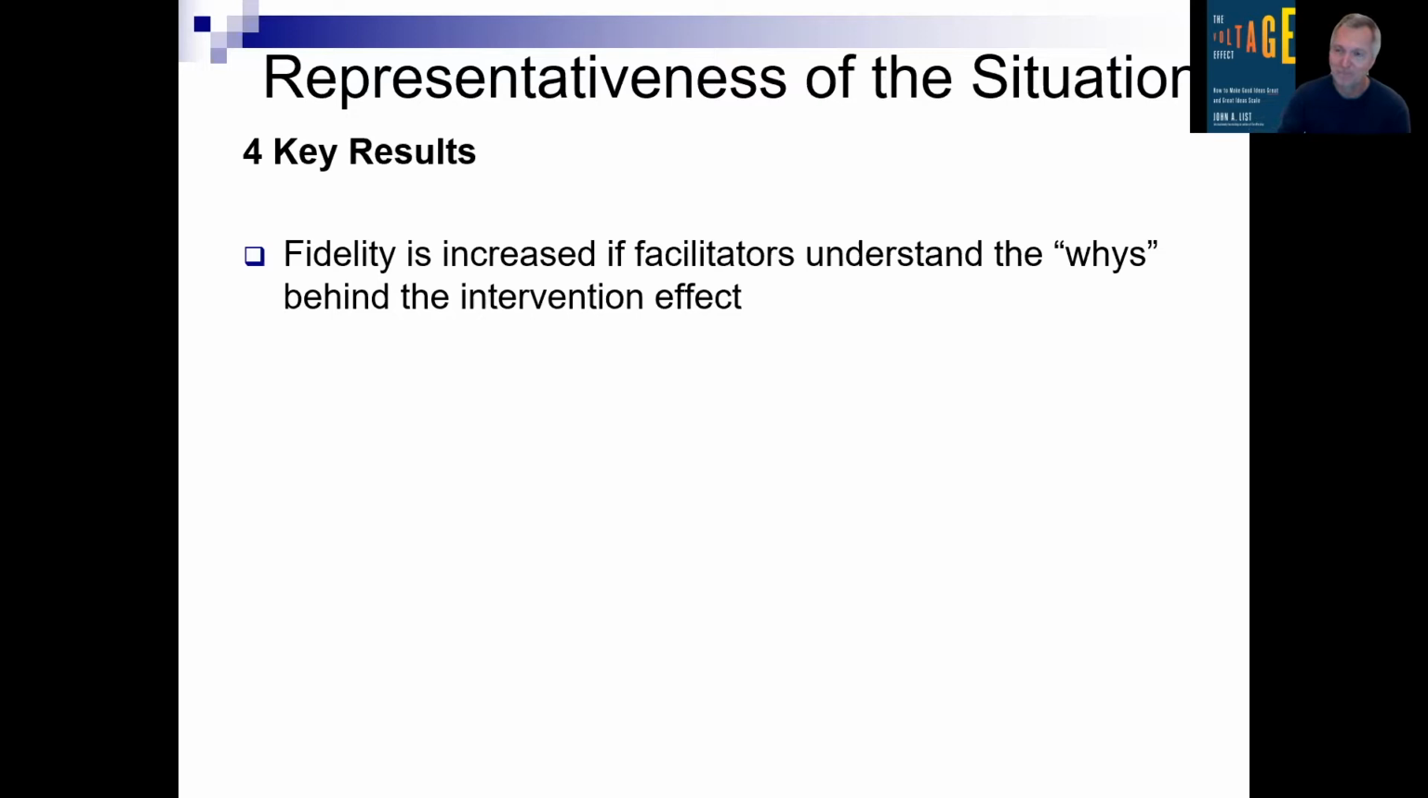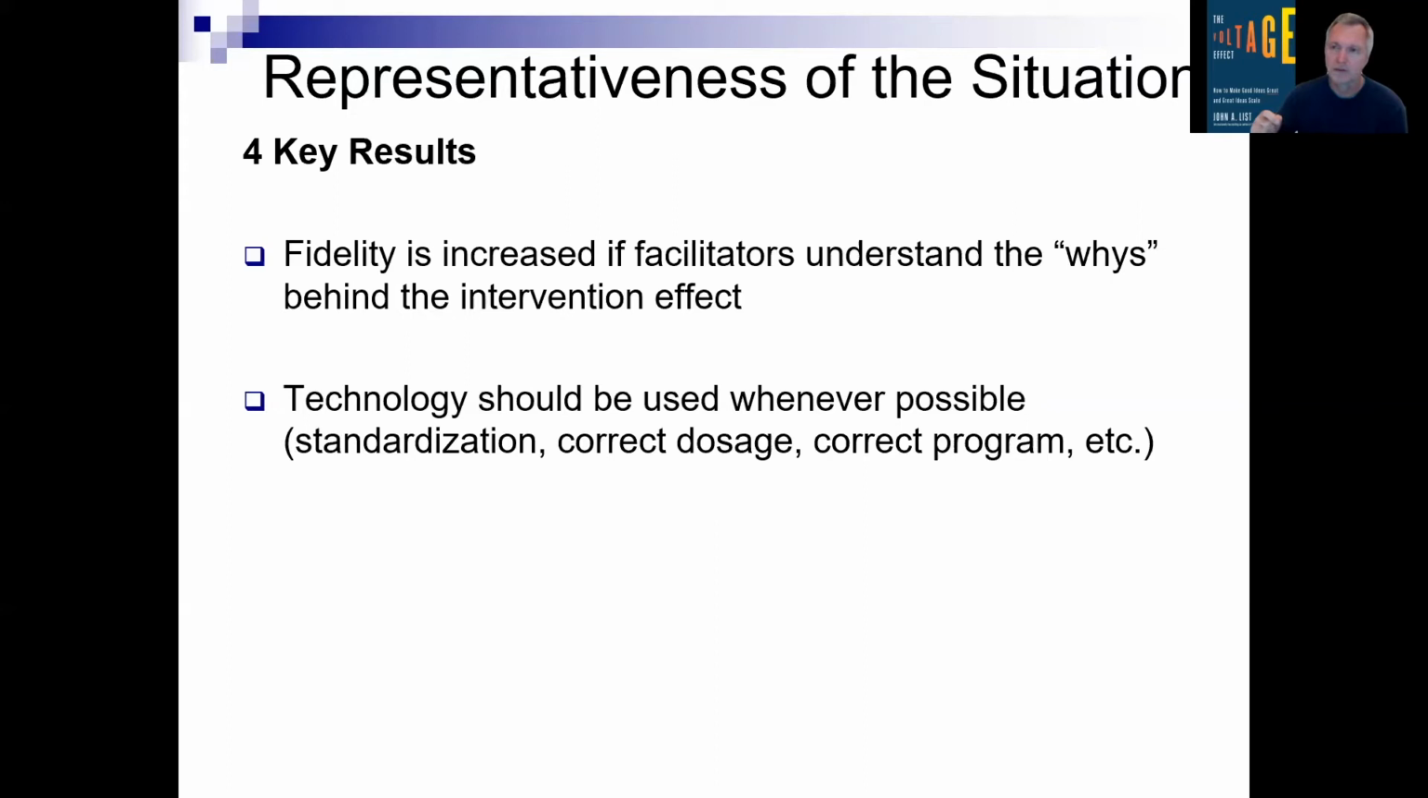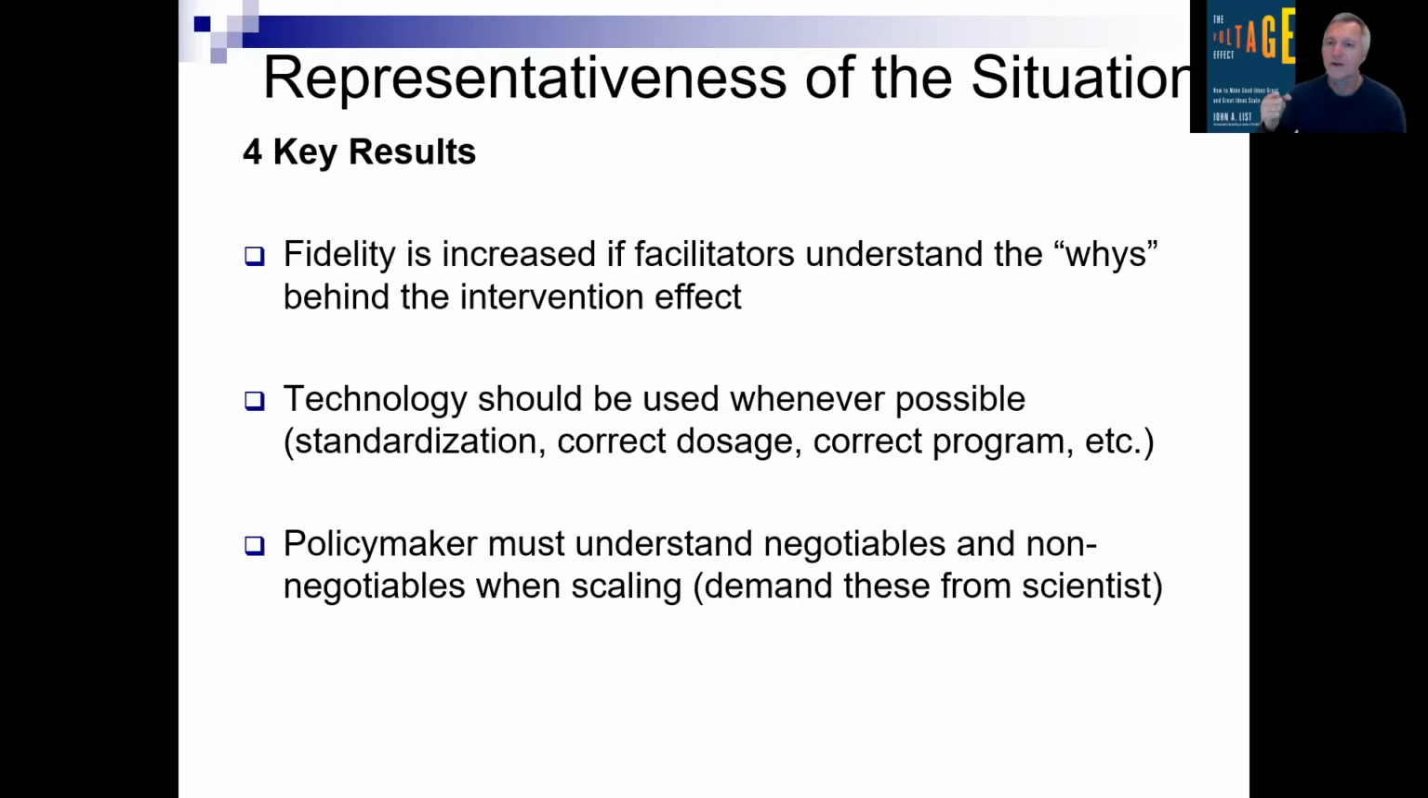Secondly, don't try to scale humans. Try to scale technology as often as you can. Whenever you can turn humans or anything that is manipulable into something that is standardized, you need to do it. Third, as researchers, we need to give policymakers what are the non-negotiables and what are the negotiables that you need in place before you scale. I very rarely see this demanded from the scientists. I very rarely see all of us as scientists supplying this information.